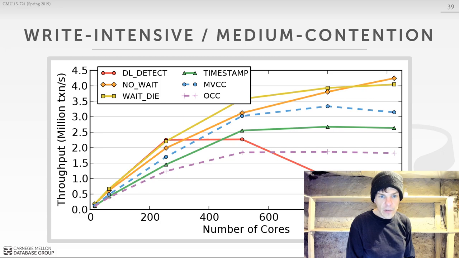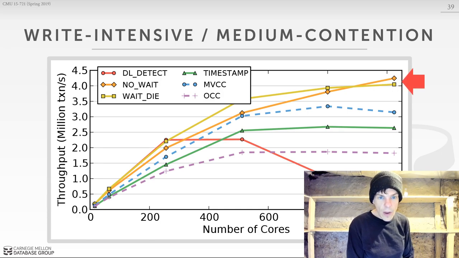So the first thing you see is that the deadlock detection line falls off and dies immediately. It actually does the worst here, and this is because now there are more conflicts. There are more transactions that could be accessing or updating the same tuples, so there will be more deadlocks, and it's going to take longer for the deadlock detection thread to find those transactions. Therefore they're going to be stalled, and we end up wasting work.